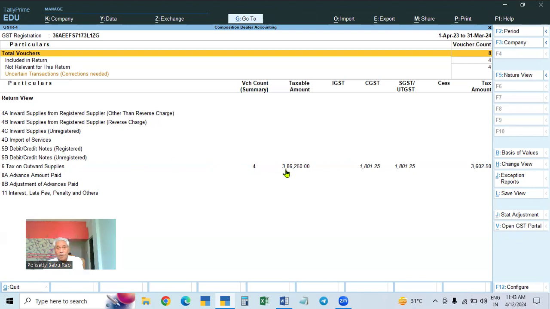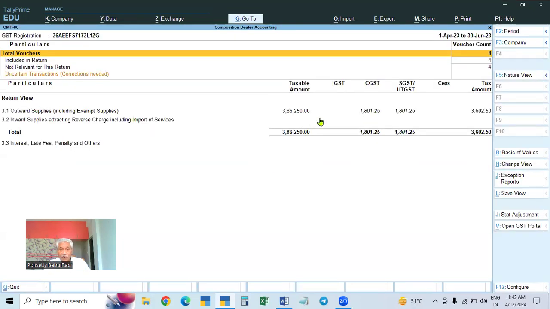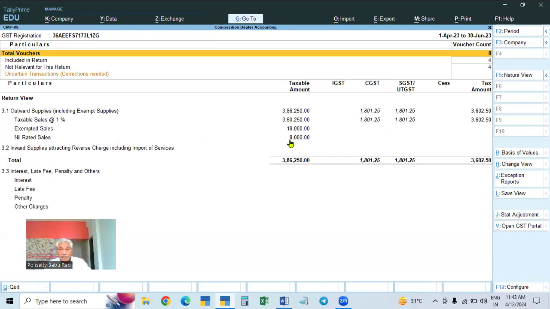This is sales, it is not populated. These are to be shown manually. And now after this, every quarter we are filing this. When you are filing this, for the taxable goods supply only, we have to pay that tax. This tax we have to pay to the government at the end of the quarter.